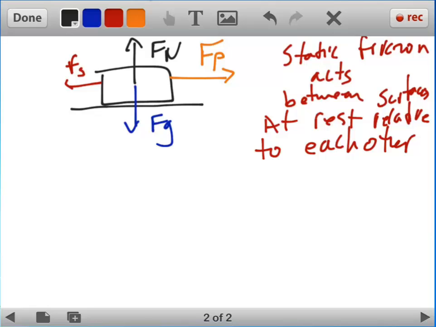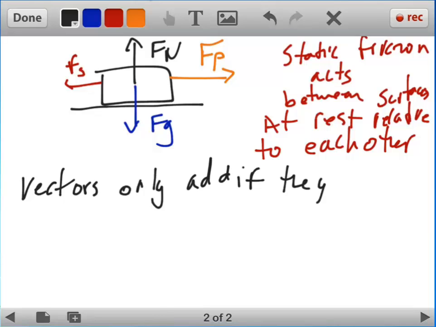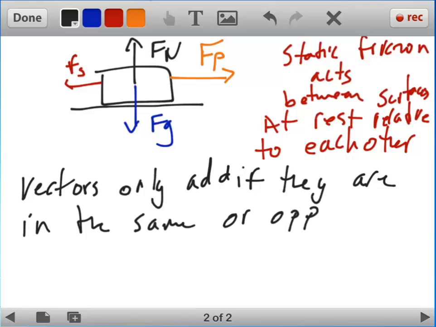Okay, all these forces are related, but remember, forces are vectors. Vectors only add if they are in the same or opposite directions. And if they're in opposite directions, then of course you subtract them. Now, what this means is we try to find things that are all in X or all in Y, and when they're not, we break them down into components. Okay, so let's take a look at just a simple problem like that.